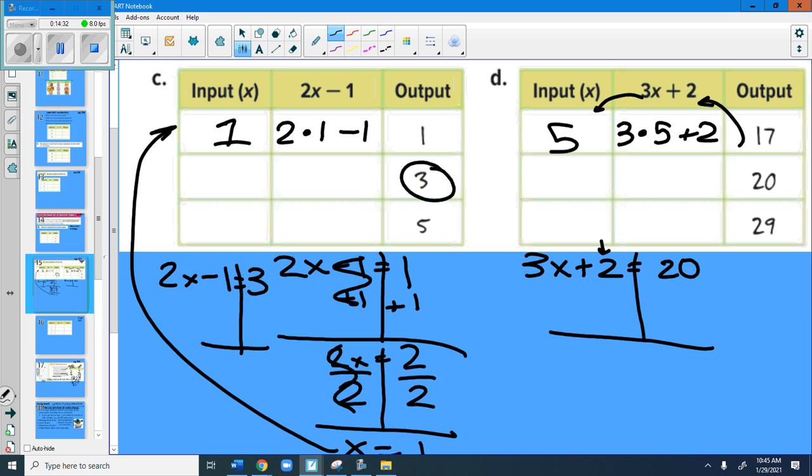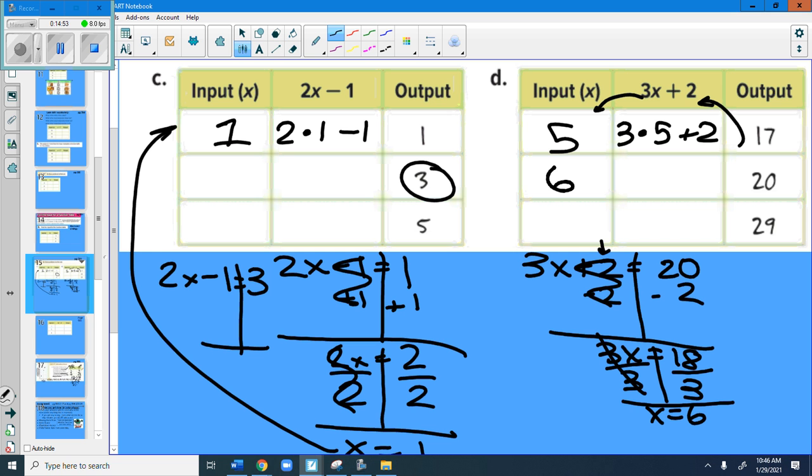We have to work with the constant first, the number without a variable. The inverse of plus 2 is minus 2, cross off what cancels, bring down what's left, 18. It's not by itself yet, so we have to divide by 3, divide by 3, x equals 6. So that is your input value. And we should always double check ourselves by plugging it in. So 3 times 6 is 18 plus 2 is 20. We were correct. Any questions?